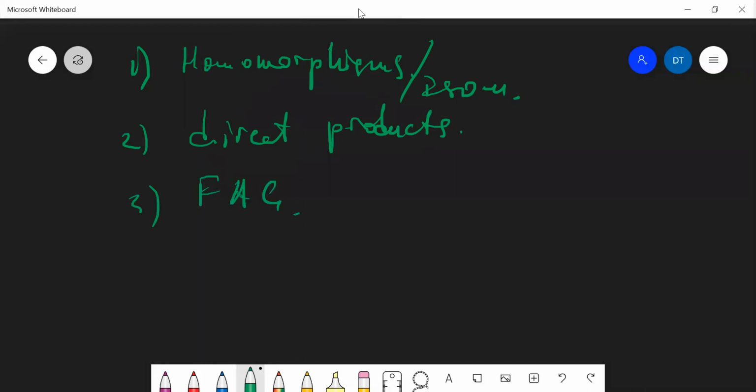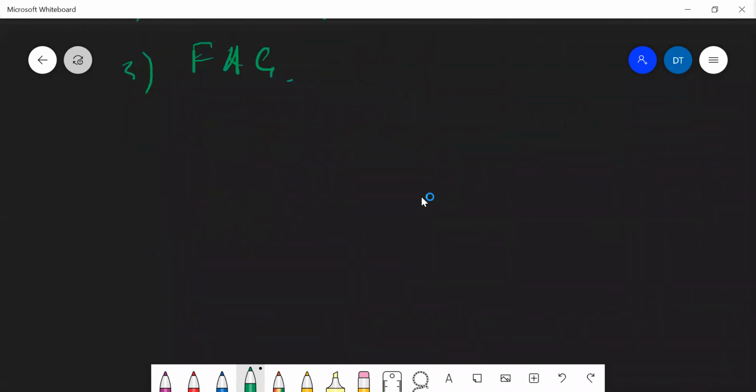We will discuss finite abelian groups during the whole course because they are frequently used, and we will use them for encryption and decryption algorithms. So you'll see them a lot. Okay, but let's start with homomorphisms. Well, what is a homomorphism?